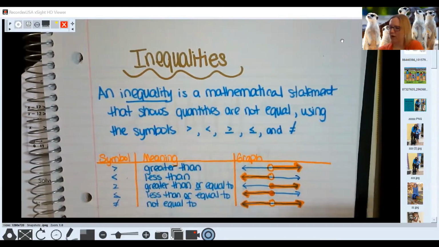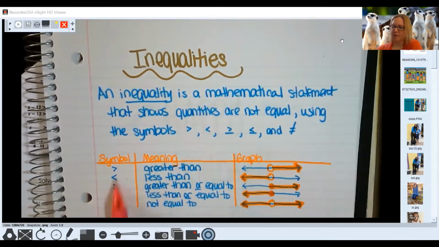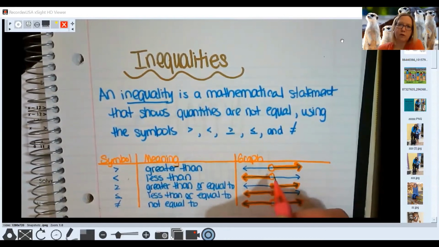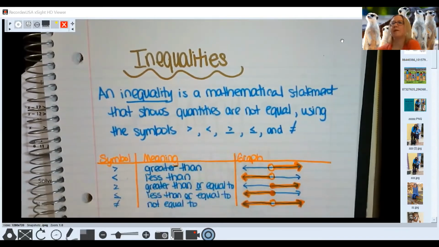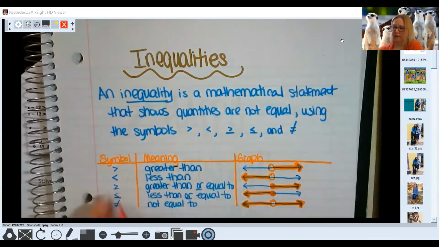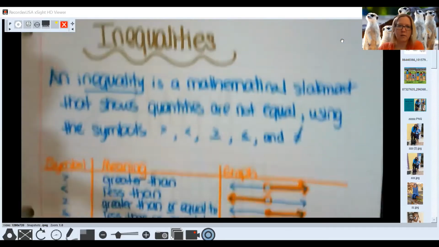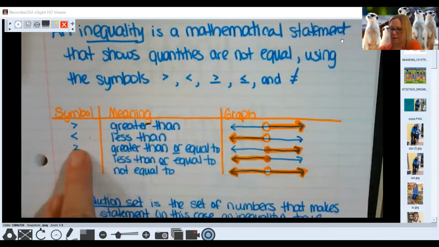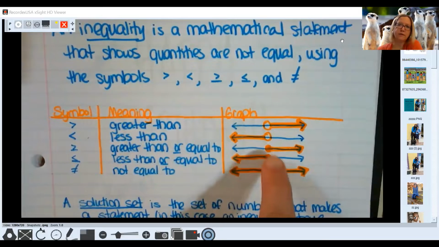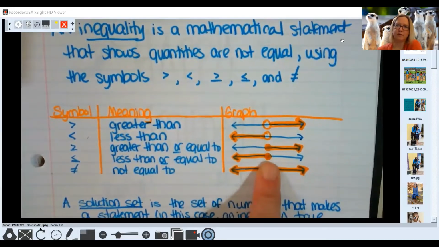Okay, and we've looked at graphing those before as well. So remember, if it's just greater than or less than, when you graph it on a number line, you graph it with an open circle. That's indicating that that value is not part of the solution, because it cannot be equal to that number. If the greater than or less than sign has a line underneath, that means or equal to. So this is, let me zoom in a bit, greater than or equal to, or less than or equal to. When you graph those on a number line, you graph those with a closed circle, indicating that that number can be part of the solution set.